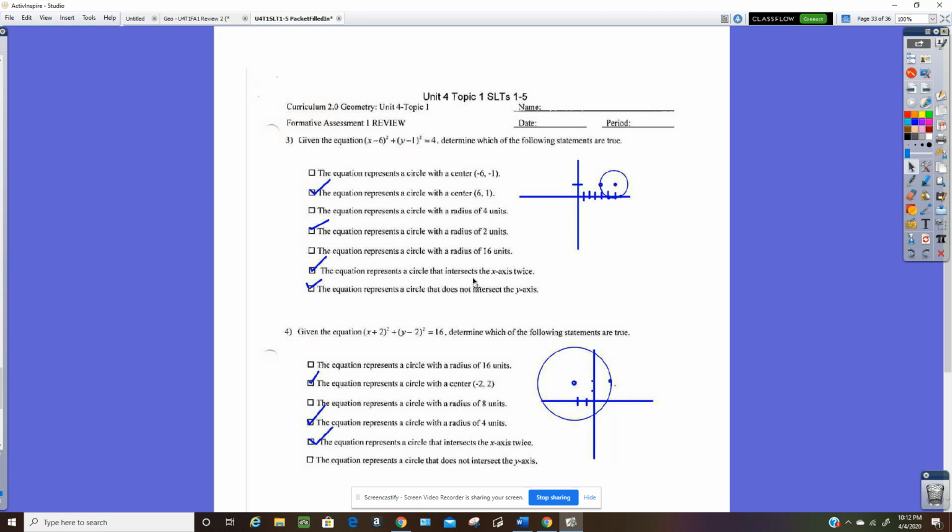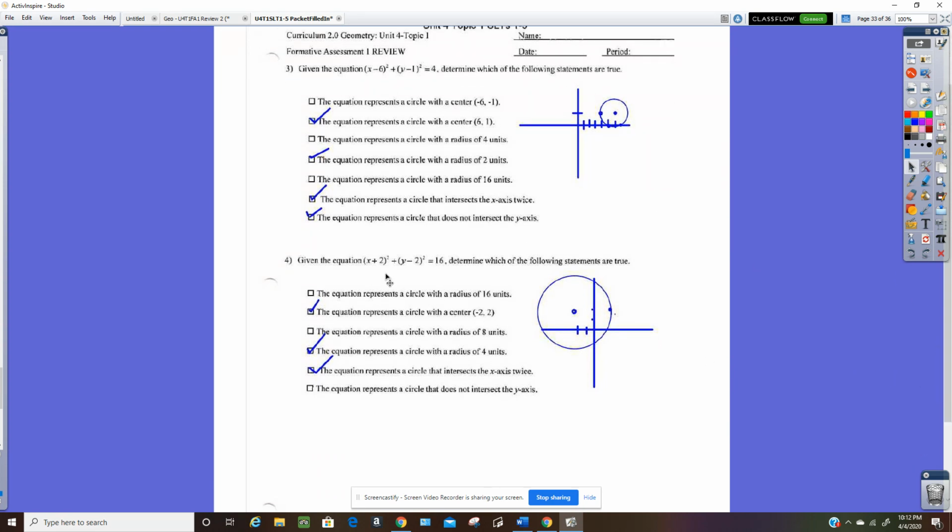A circle that intersects the x-axis twice. So I drew a picture here. It's going to intersect the x-axis twice here. So one's here and one's here. The equation represents a circle that does not intersect the y-axis. So here's the y-axis, and this circle does not intersect the y-axis.